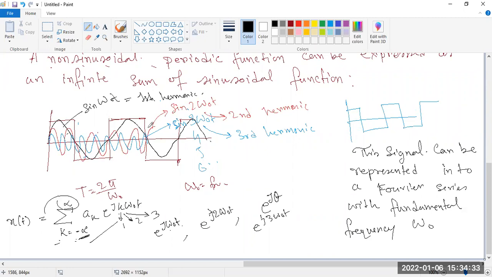You can take 5 harmonics, 1 harmonic, 13 harmonics, whatever it may be, but the fundamental frequency should be the same. Then you can represent any periodic signal as a sinusoidal signal. So this is the Fourier statement.